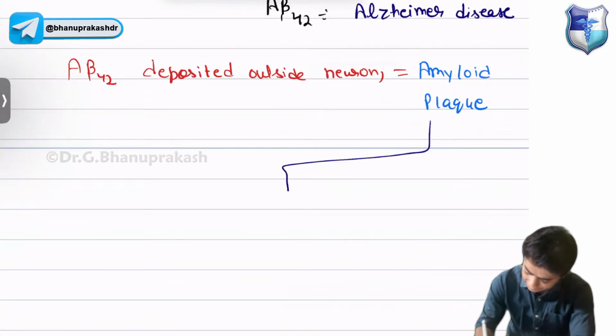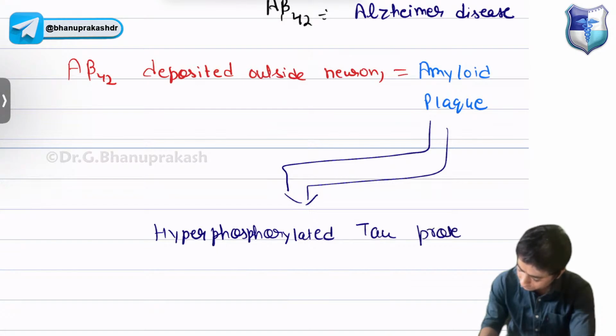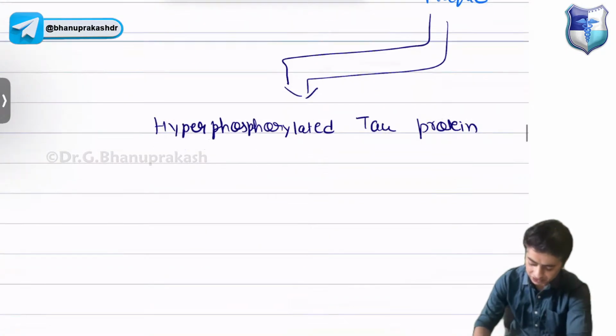Now, this amyloid plaque contains hyperphosphorylated tau protein. What does it contain? It contains hyperphosphorylated tau protein. Now see this diagram.